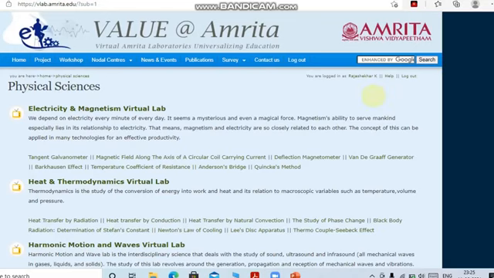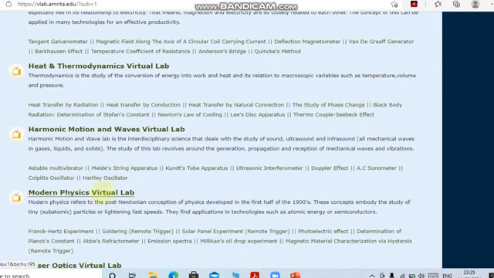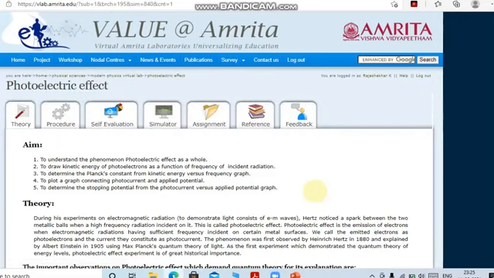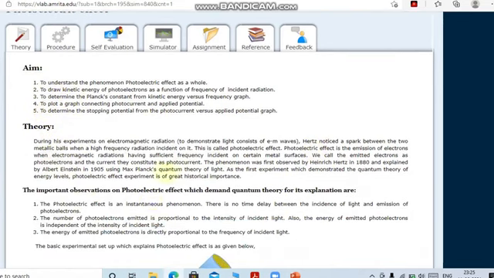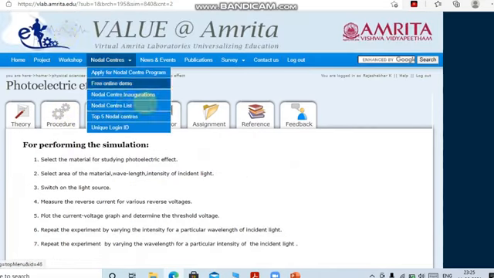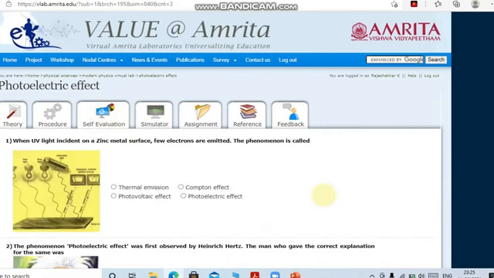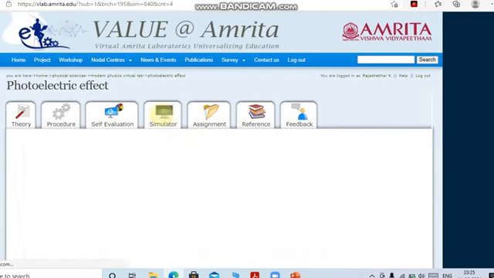This is the website to do the virtual lab. In this virtual lab, you go to the Modern Physics virtual lab. You have a photoelectric effect experiment here. Then you go to the photoelectric effect experiment, and the aim of the experiment is given, the theory, and the important points on the photoelectric effect are also given. You will find the procedure also, and for self-evaluation a pre-test is given, with some basics of the photoelectric effect before going to do the experiment, and the simulator part.